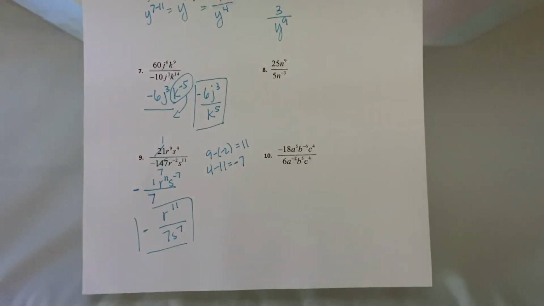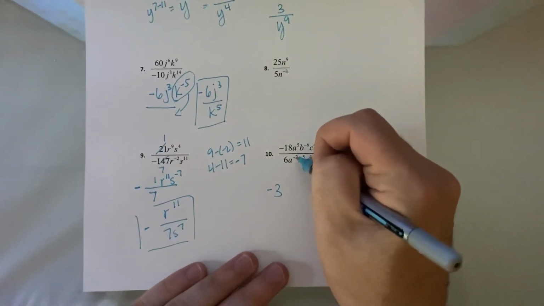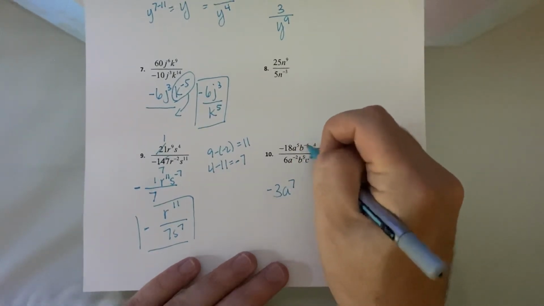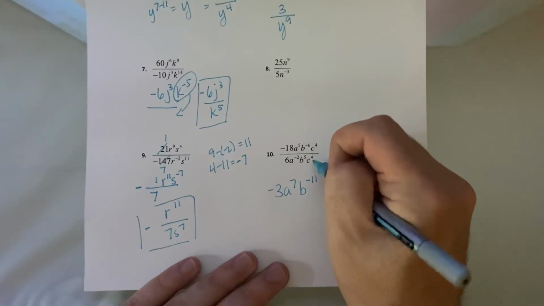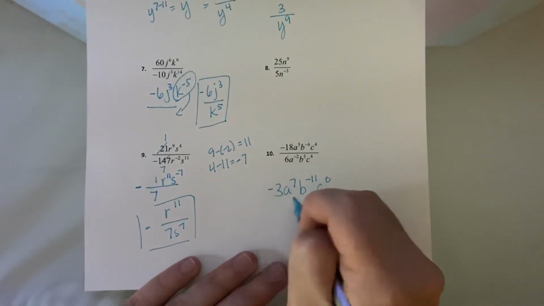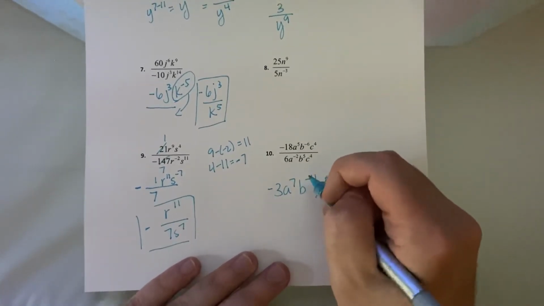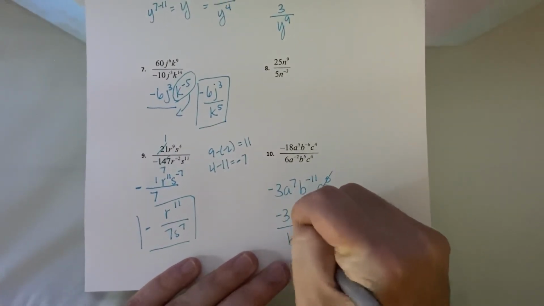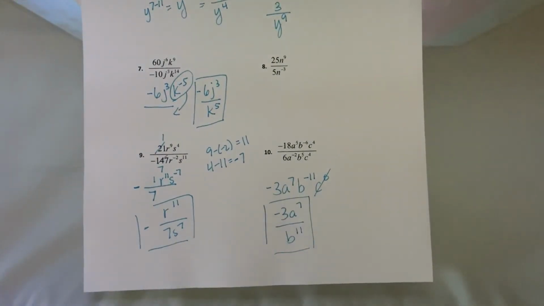We'll quickly do 10. Negative 18 divided by 6 is negative 3. 5 minus negative 2 for our a exponents is 7. B, negative 6 minus 5 is negative 11. C to the 4th divided by c to the 4th is c to the 0th, because 4 minus 4 is 0. Now remember, anything with a 0, it's like it's gone as an exponent. But we do need b to move, so this is negative 3a to the 7th over b to the positive 11th. And we will continue 4.1 and 4.2 in the next video.